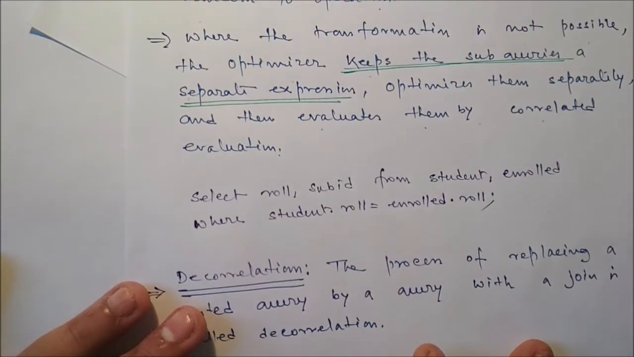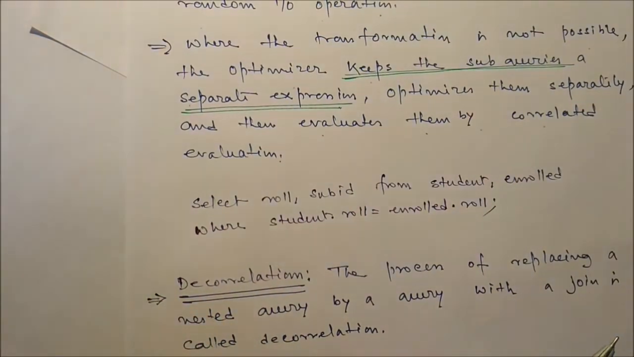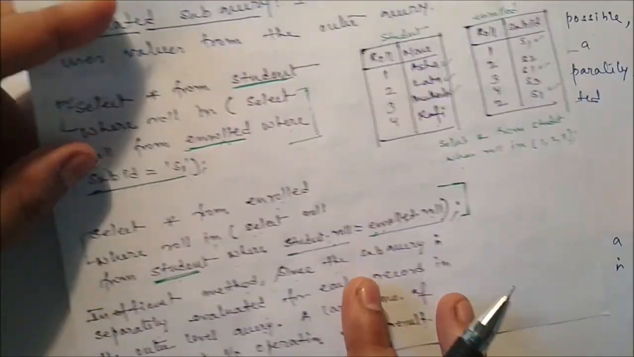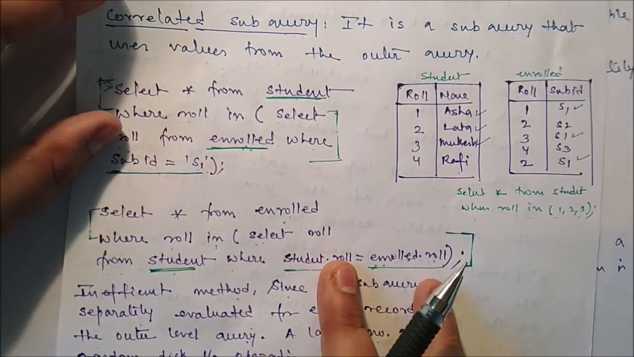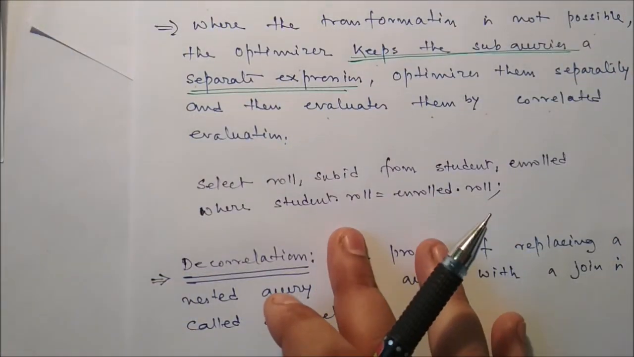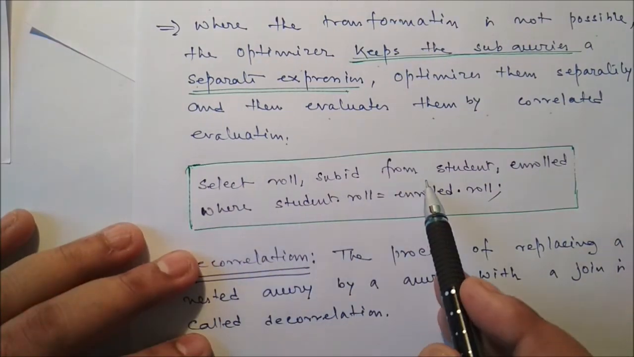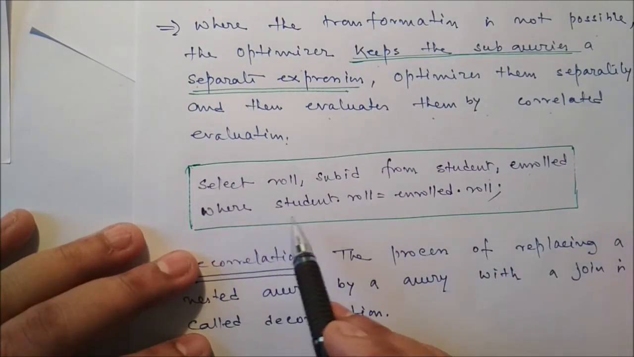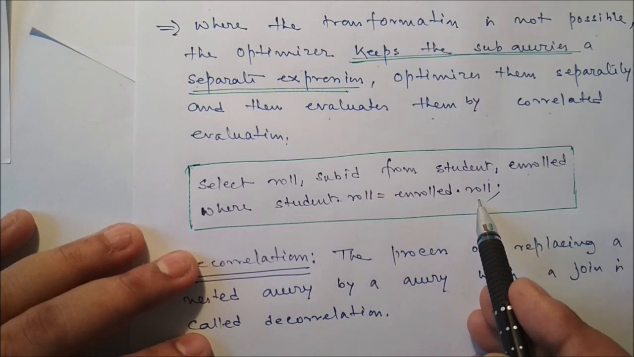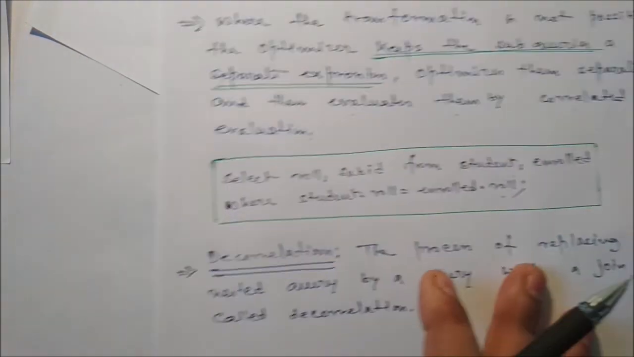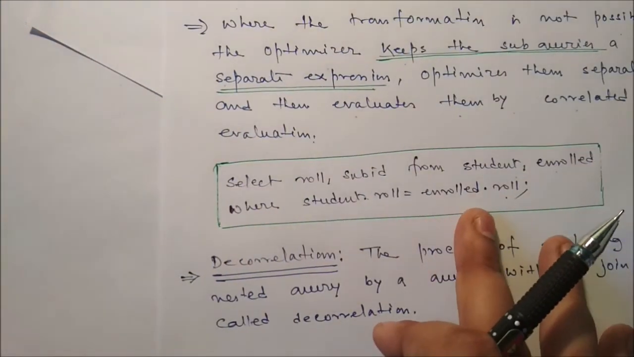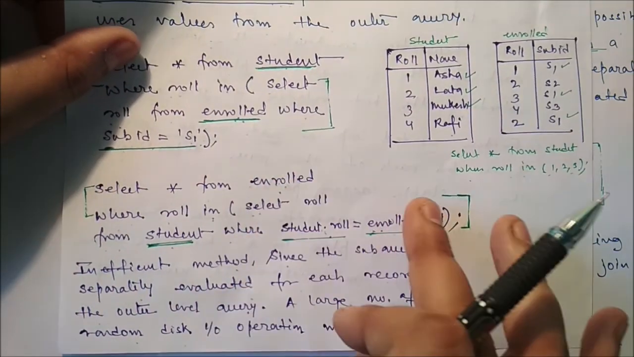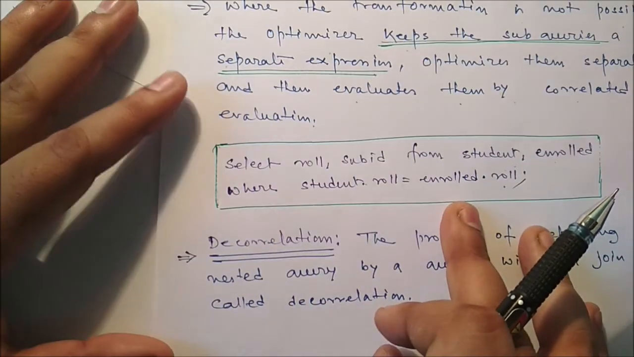Now we have implemented this particular query as a nested, correlated subquery. We can implement it this way: select roll number, subject ID from student and enrolled where student roll number is equal to enrolled roll number. This is the conversion of the correlated subquery into a join query.